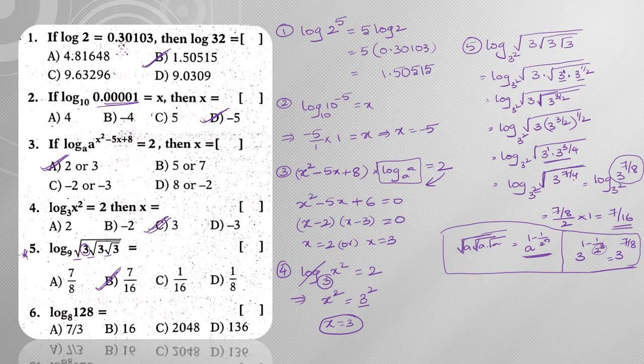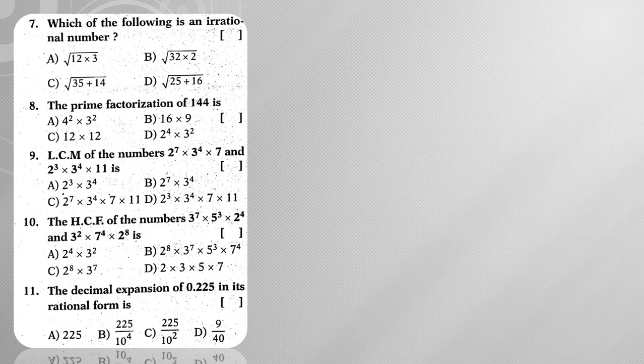Next, moving on to question number 6. If you observe question number 6 carefully, logarithm of 128 we can write as 2 power 7, to the base 8, I can write as 2 cube. Now using the power rule, I can write 7 by 3 into log 2 to the base 2, which is nothing but 1. Hence the answer is 7 by 3. Right. Next, moving on to question number 7.